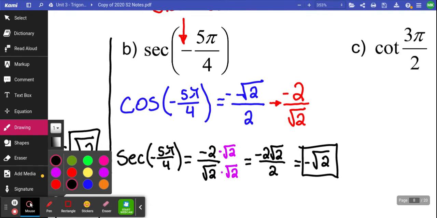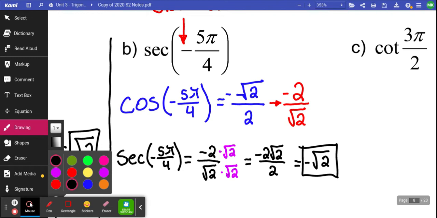Why is it negative? It's negative because of where we ended up on our unit circle. So we would have gone to 3 pi over 4, right? Which is in quadrant 2. And I'm looking at x values in quadrant 2. All my x values are negative over there. So I know it's going to be negative root 2 over 2.